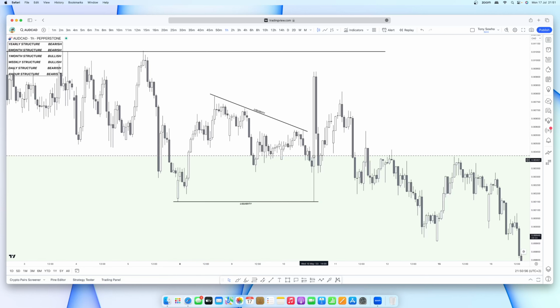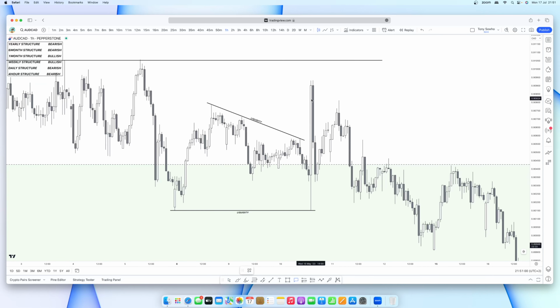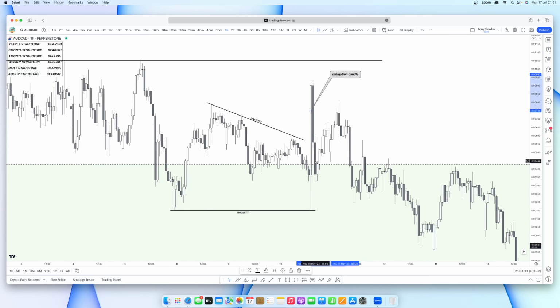So this candle itself now, this bullish candle that ran the liquidity, is what I usually call the mitigation candle. This is the candle that swept liquidity before price started to sell down. So this is a mitigation candle. Now, when you spot the mitigation candle, how then do you trade the mitigation candle?